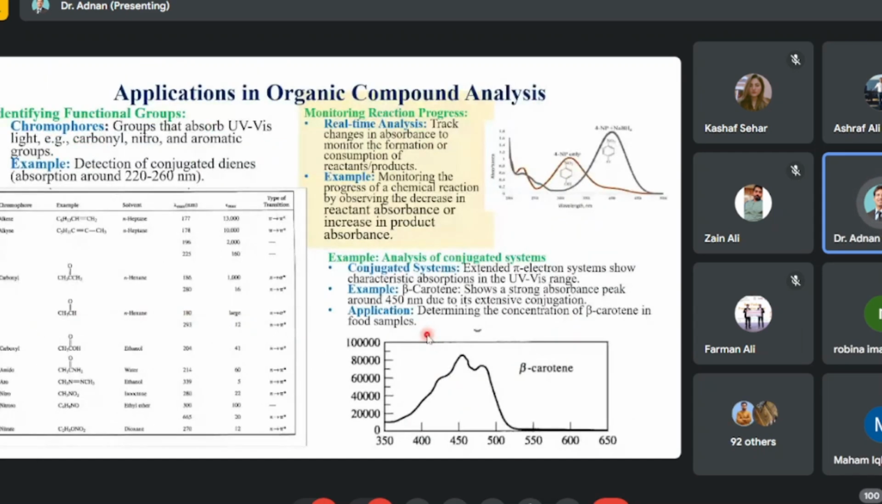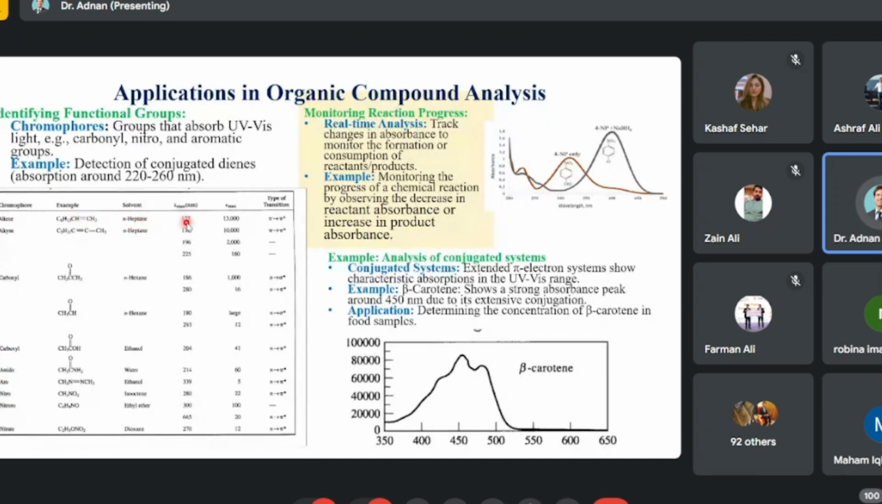You can apply the UV visible spectroscopic information for the analysis of organic compounds, that is qualitative analysis. You can identify functional groups like chromophores, that are groups that absorb UV visible light, for example alkenes, carbonyls, nitro groups, and aromatic groups. I have also given the list of these compounds and how these groups, how these chromophores are absorbing various types of wavelengths. For example, alkene, there is an example, n-heptane.